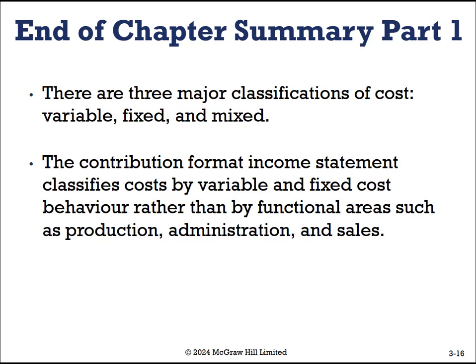As we saw in chapter 2 and as we built on here, there are 3 major classifications of costs: variable, fixed, and mixed. The contribution format income statement classifies these costs by variable and fixed cost behavior rather than by functional area, such that we can make managerial decisions. All right, so this is it for this chapter.